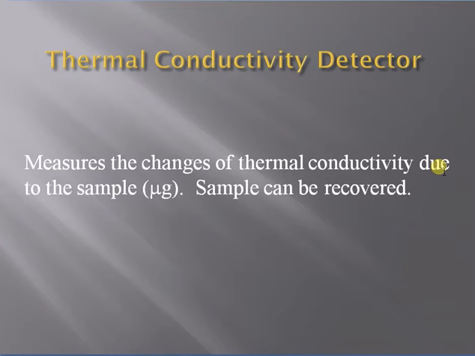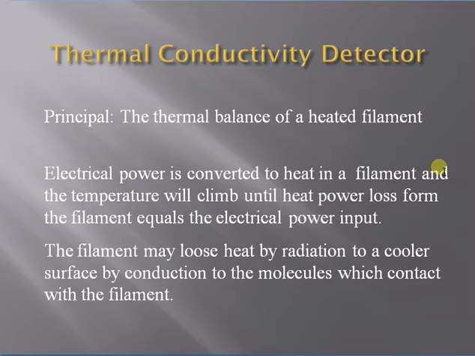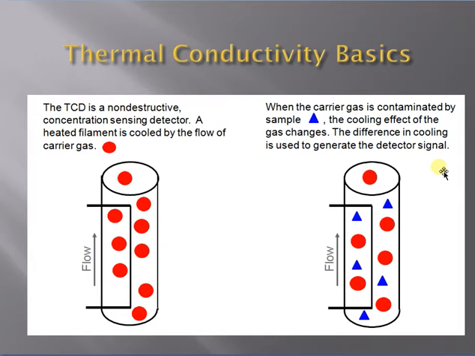The thermal conductivity detector measures changes in thermal conductivity due to the sample, at microgram levels. The sample can be recovered. The principle: the thermal balance of a heated filament and electrical power. Electrical power is converted to heat in a filament, and the temperature climbs until the heat power lost from the filament equals the electrical power input. The filament may lose heat by radiation to cooler surfaces and by conduction to the molecules in contact with the filament.